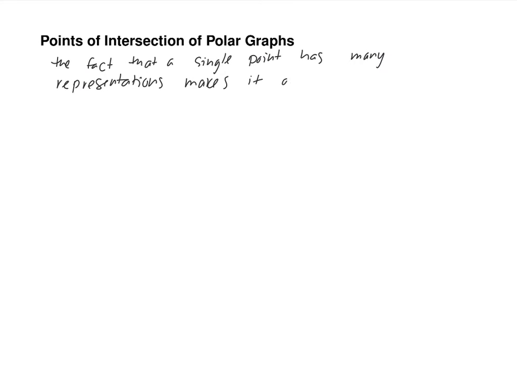So the fact that a single point has many, officially infinitely many, representations can make it difficult to find points of intersection.